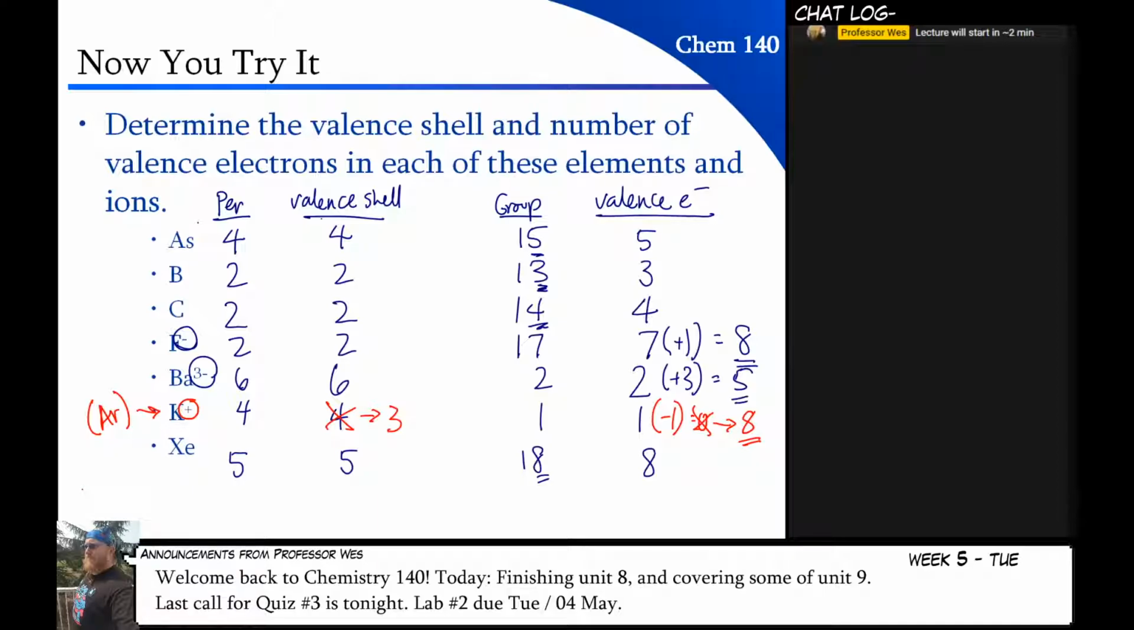All right, let me know if there are any questions. That's how you count valence electrons. We're just going to look at the group number, use the ones digit, and then we're going to adjust that very slightly based on whatever the charge is on the ion if we're looking at an ion.